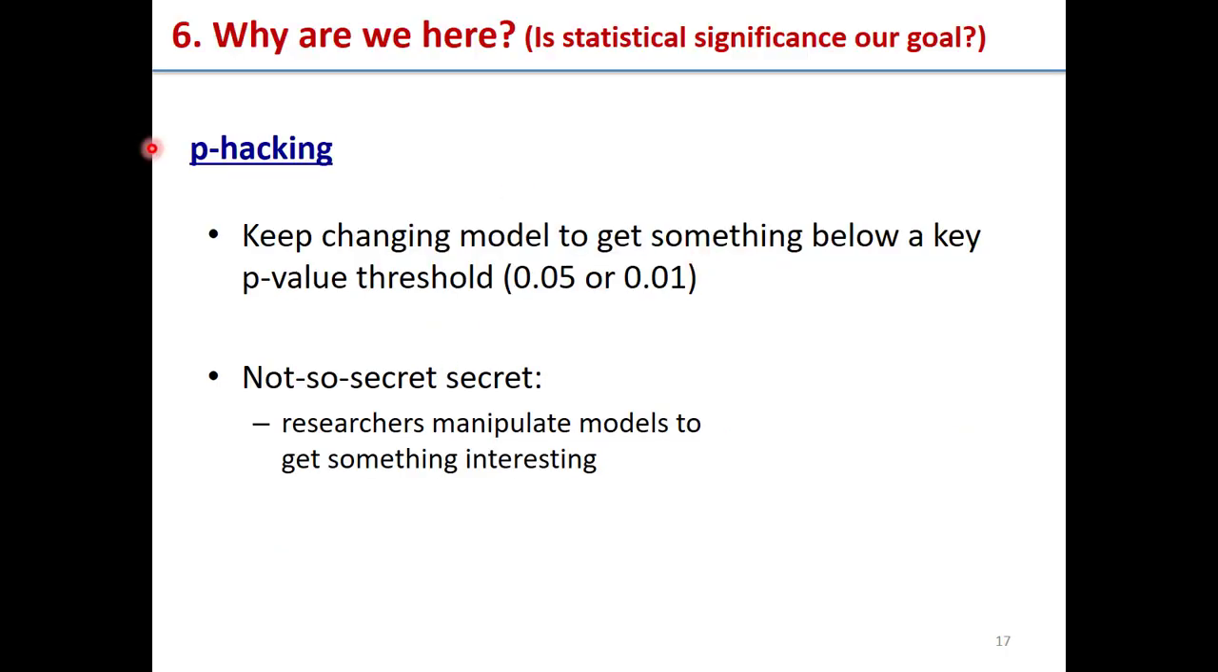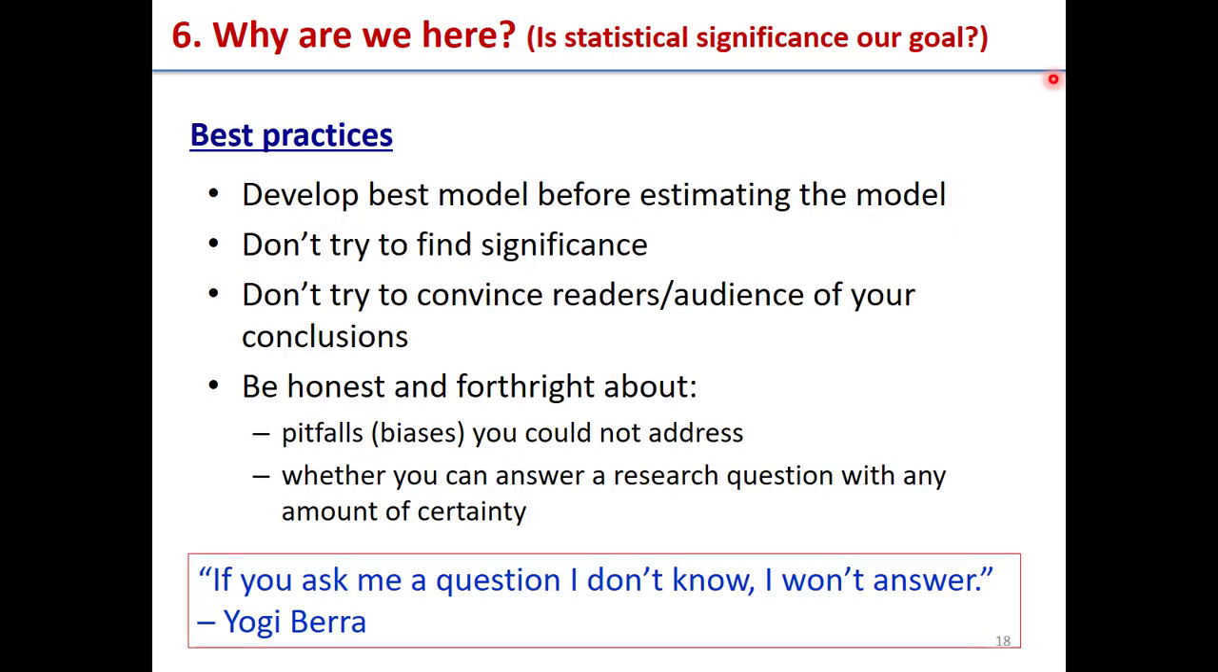And so this brings up the topic of p-hacking. What p-hacking means is that people are manipulating the model or changing the model until they get a good p-value, until they perhaps get a p-value that just comes under one of those key thresholds of 0.05 or 0.01. And so this is not-so-secret number 578: yes, researchers, academics, people who are doing consulting, sometimes they manipulate models to get something interesting. It happens, unfortunately.